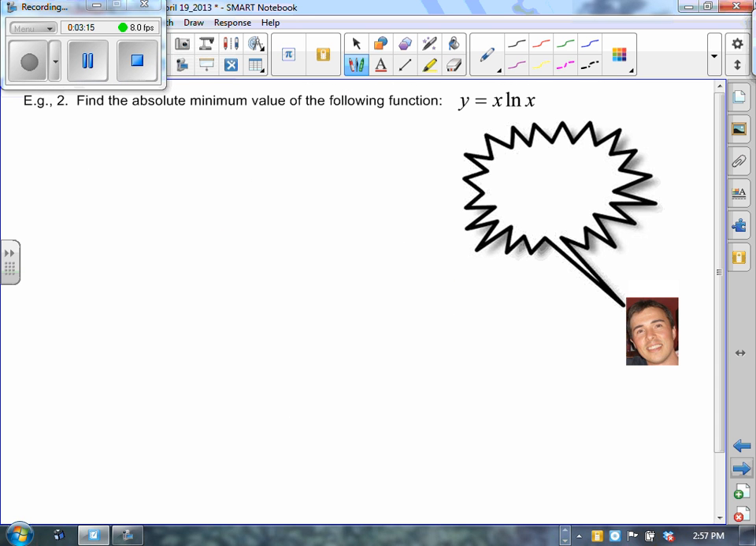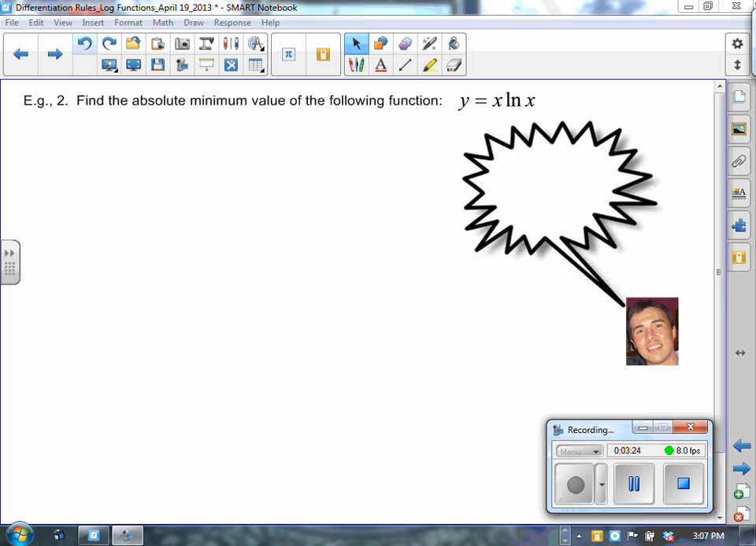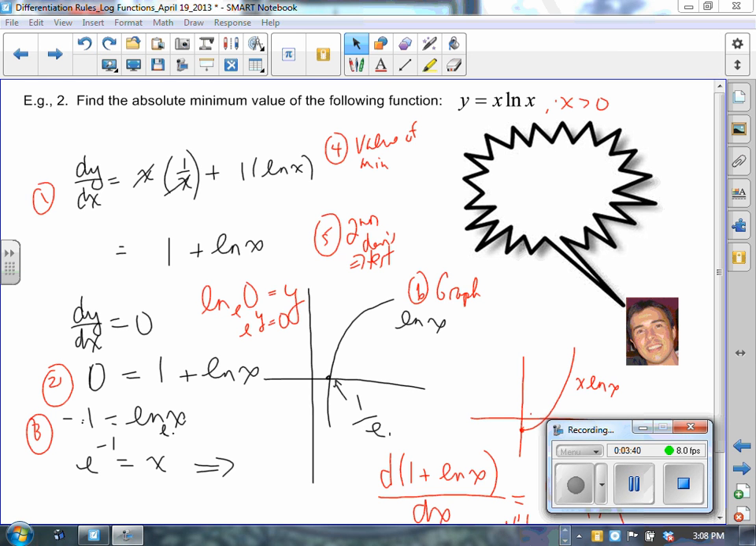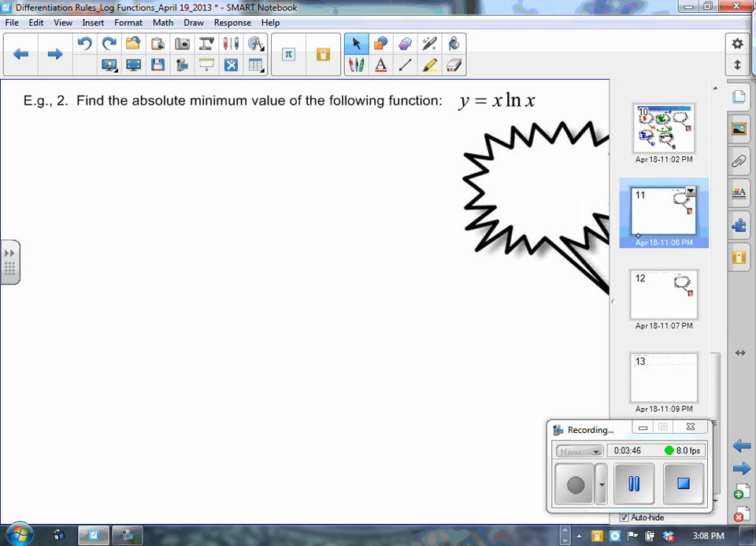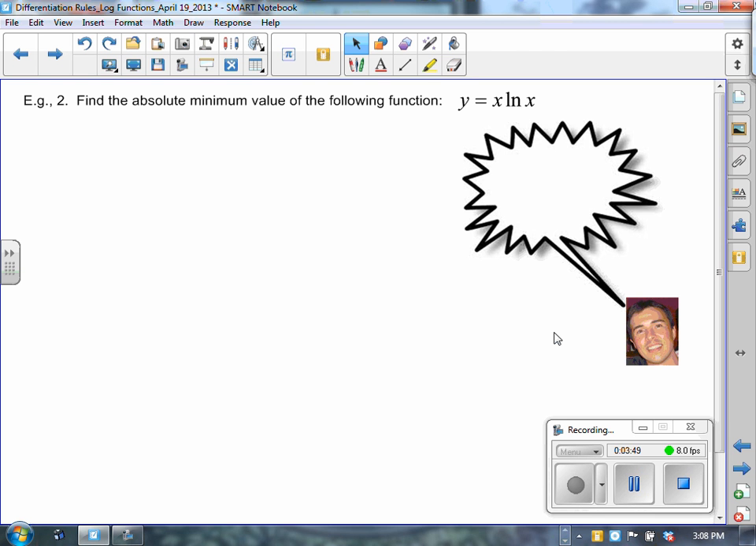What we'll do now is we'll consider example number 2, and we'll do a bit of pre-planning with this one. Okay, so with this example, we're going to find the absolute minimum value of the following function. y equals x multiplied by ln x. So this is a product. Okay. Whoops. We've got some material here on screen that doesn't need to be there. Much better. Okay. So this is a product that we're using. So x multiplied by ln x.